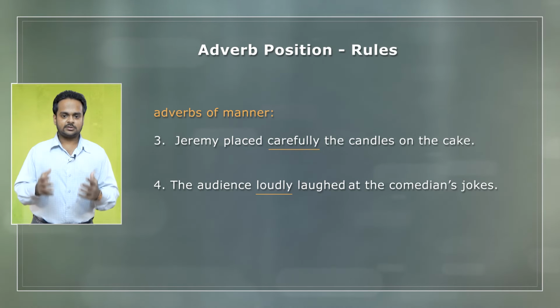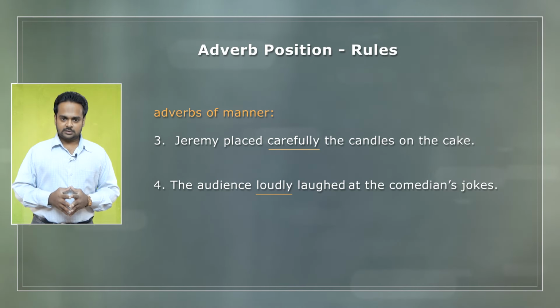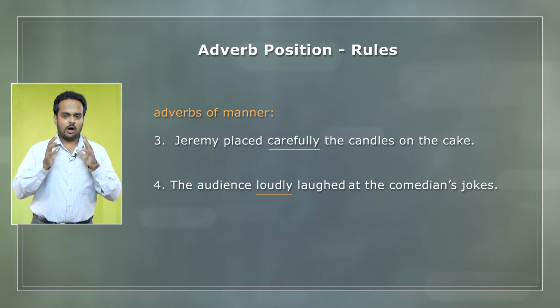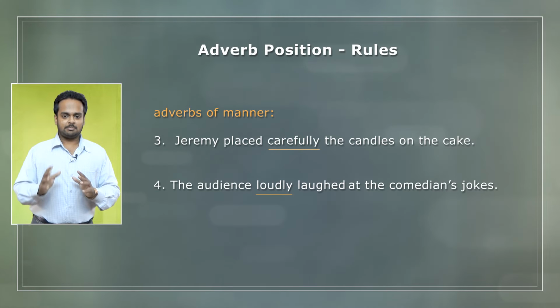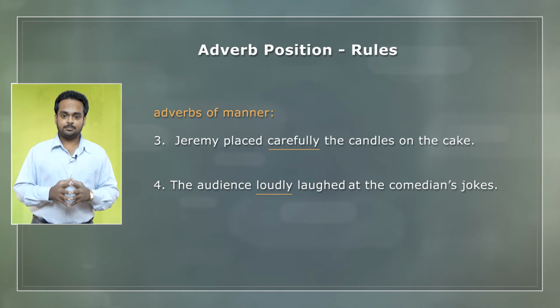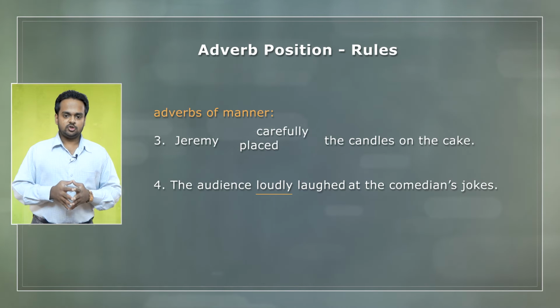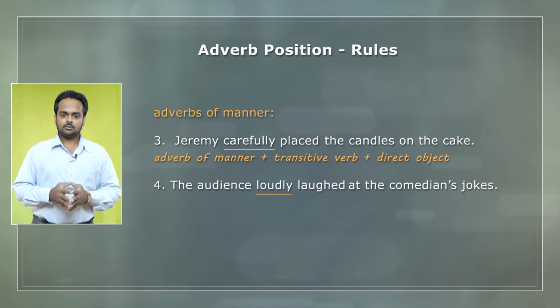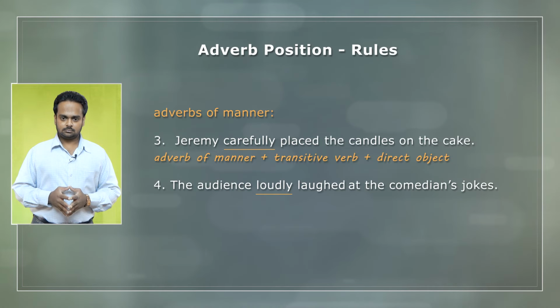A verb that has an object is called a transitive verb, and it loves its object so much, so don't separate them. The best place to put the adverb is before the verb. So Jeremy carefully placed the candles on the cake.